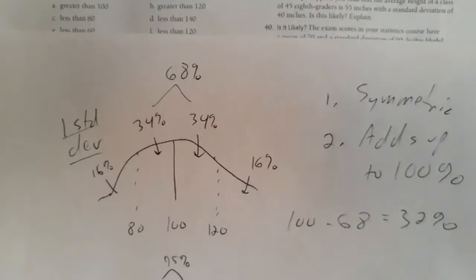And then B would be 16. They ask what is greater than 120. Yep, it's 16. And then C, less than 80, would also be 16. Yes, that's it.